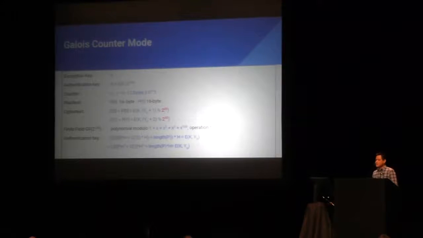The encryption is basically just counter mode, but the counter is increased every time modulo 2 to the 32. This is important, and we'll come back to it later. The authentication tag is basically, if you look at the last equation and forget everything else, just a polynomial of the authentication key where the coefficients are the ciphertext. Okay.